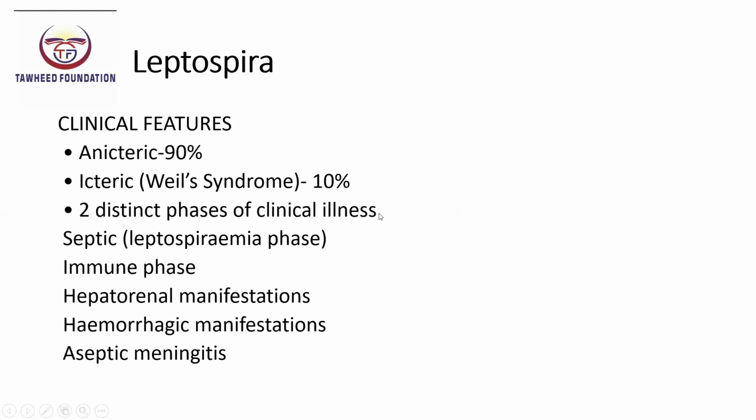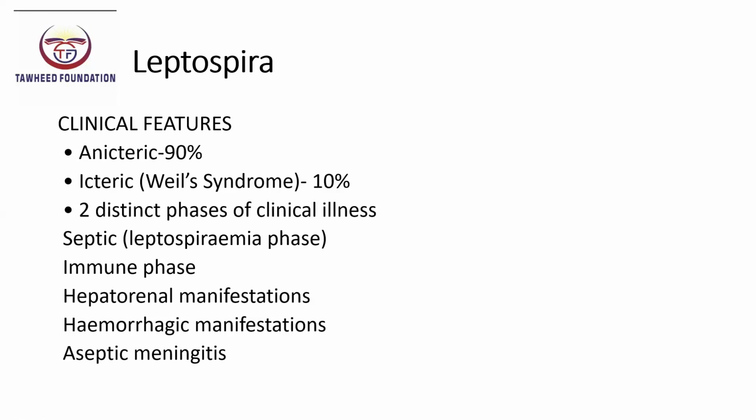Clinical features. Leptospirosis has two broad clinical types. The majority of cases, 90%, are anicteric, presenting as a mild flu-like illness. Around 10% will develop icteric leptospirosis, which is also known as Weil's syndrome, which carries a high mortality rate. Clinically, leptospirosis often shows two phases: the septicemic phase, during which Leptospira are present in the blood, followed by the immune phase characterized by antibody formation and tissue damage.